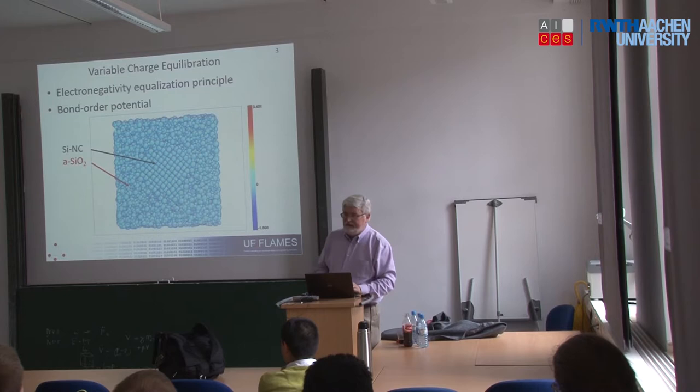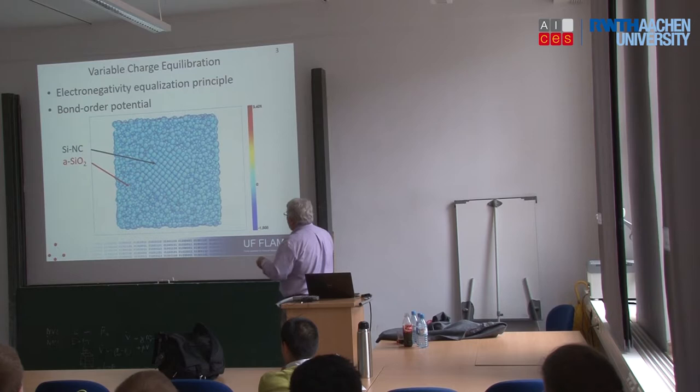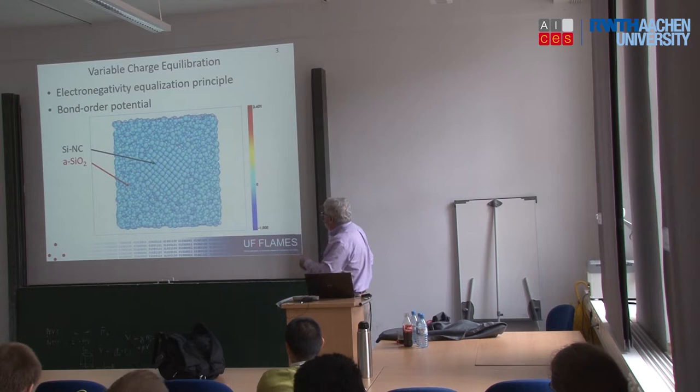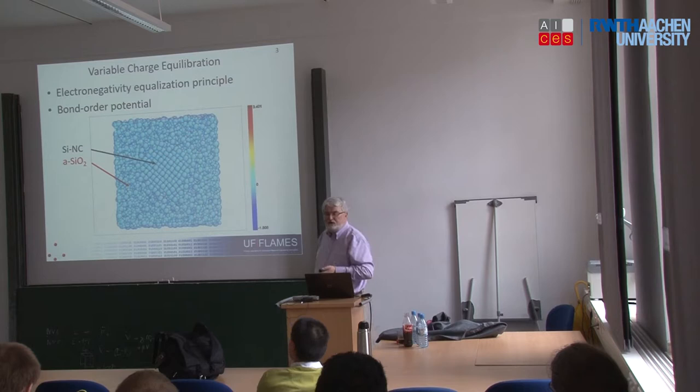So what you would have seen is that these would remain blue, and these on the outer reaches would become red. The silicon would have a charge of about 3.4, the oxygen would have a charge of about minus 1.8, which is twice as many oxygens as silicon, so the charge is balanced. And then right on the border here, the silicons would have some smaller positive charge, and the oxygens would have slightly smaller charge too.